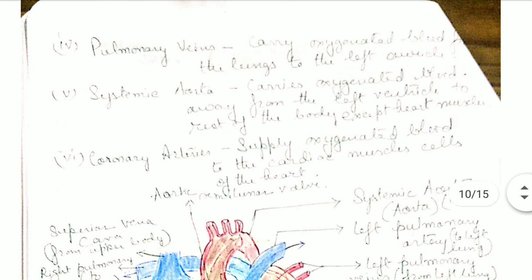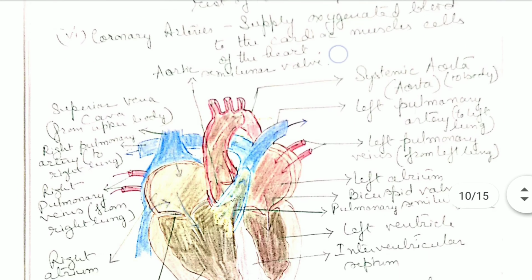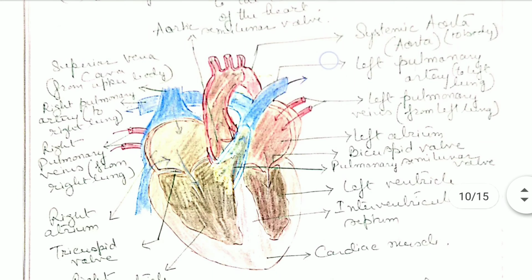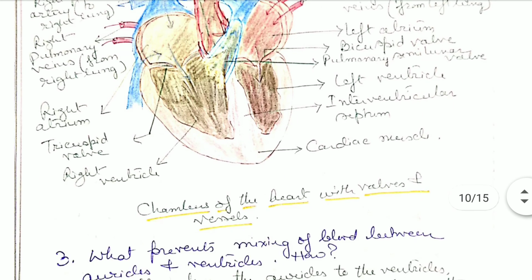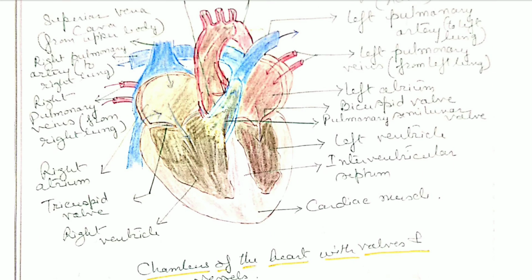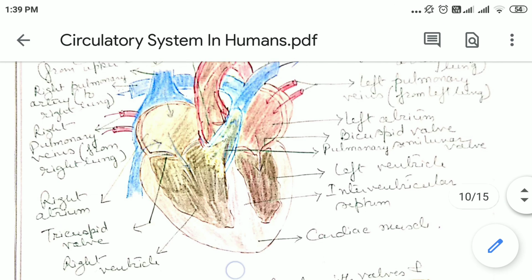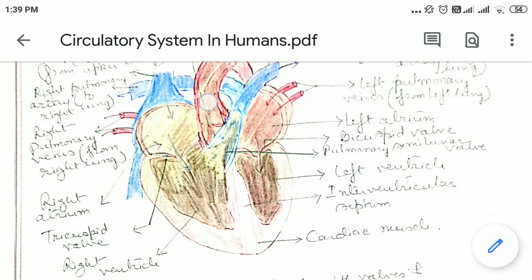Now, the coronary arteries supply oxygenated blood to the cardiac muscles, that is, the heart muscle cells. Then this is the diagram. You can see the diagram. These are the two auricles. These are the two ventricles, and this is the cardiac muscle. And this is the septum, the interventricular septum. Then this is the aorta.